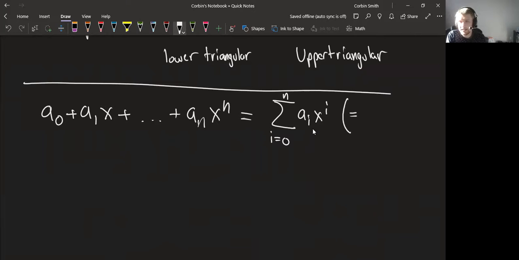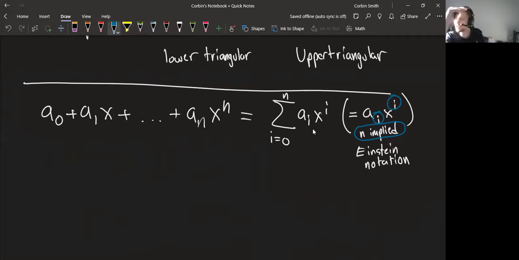I also want to make a comment that if I just wrote a_i x^i with the sum implied, this is called Einstein notation. No one actually writes n implied, but if you have two of the same index, one upstairs and one downstairs, it means sum over i from 0 to n. You assume that when someone's reading it, they know what the dimension is.